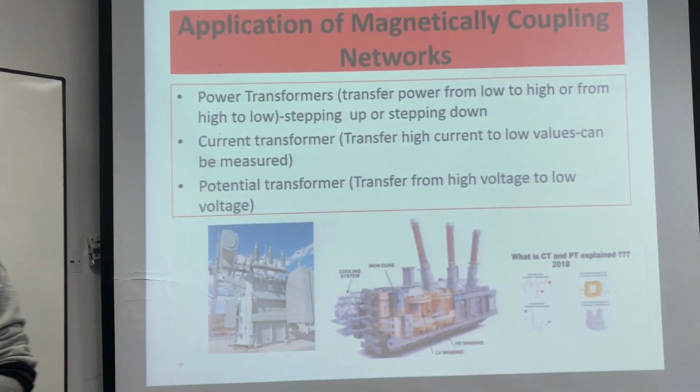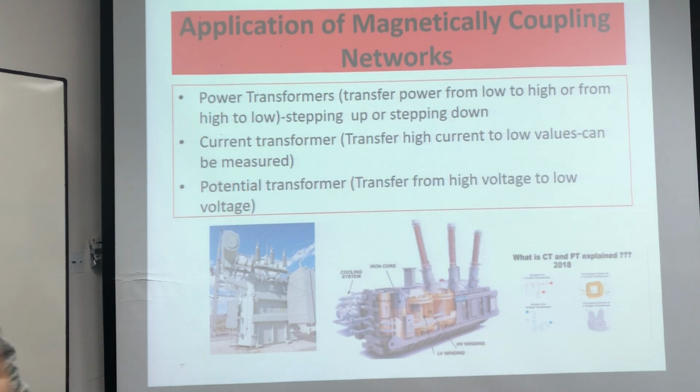Also, there are some kinds of magnetic coupling like the current transformer. If we have a circuit with 5 kiloamperes, how can we measure this current? We have to have some kind of coupling transformer, called a current transformer. A current transformer transfers from a high current level to a low level. For example, 5 kiloamperes can be reduced to 5 amperes using this kind of coupling.